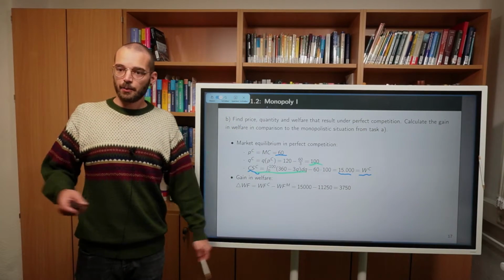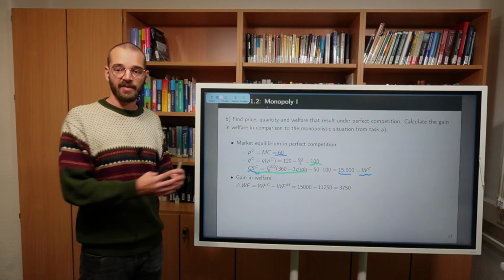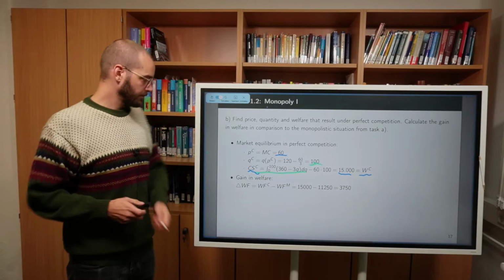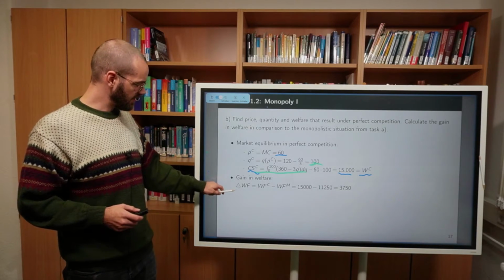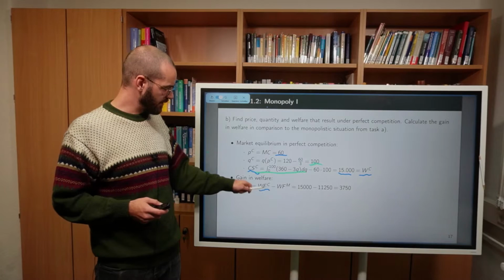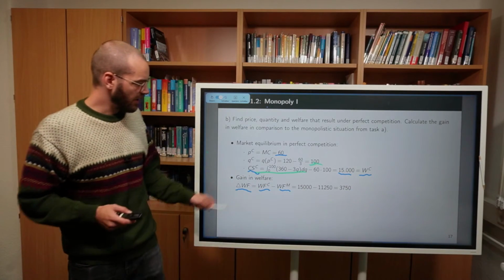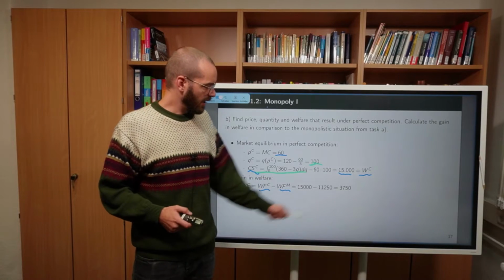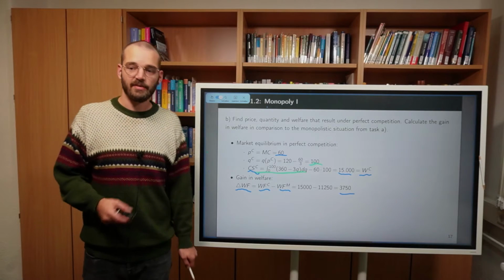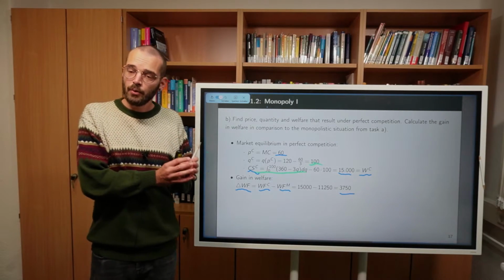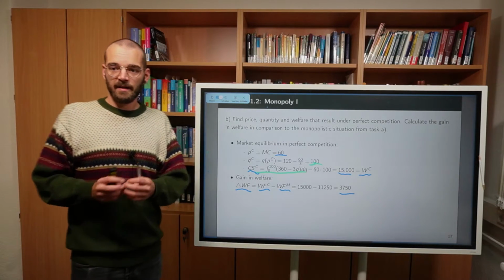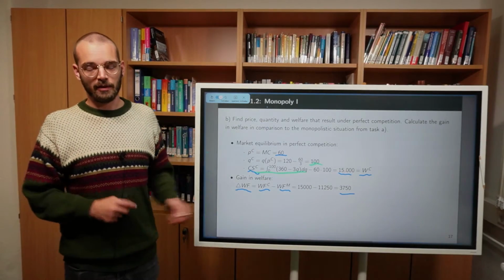In order to calculate the gain in welfare, we simply compare the welfare that we found under perfect competition with the welfare that we calculated under the monopolist. So what is written on the slide is that delta welfare is simply the difference between the welfare under competition and the welfare in the monopoly. We simply calculate this difference and find out that the welfare increased by 3,750. So moving from a world where there is a monopolist towards a world where there is perfect competition, there's actually a gain in welfare in this order of magnitude.